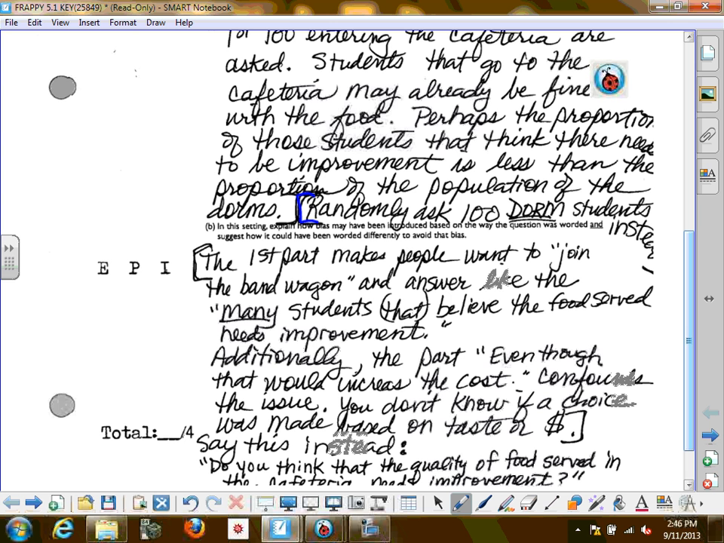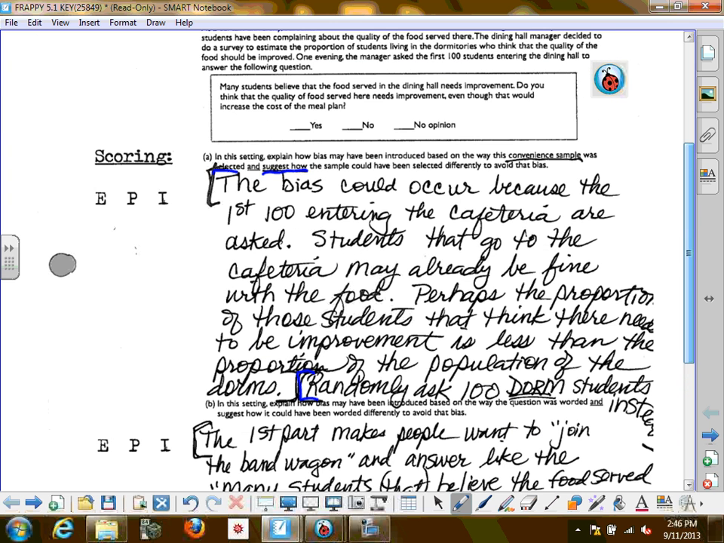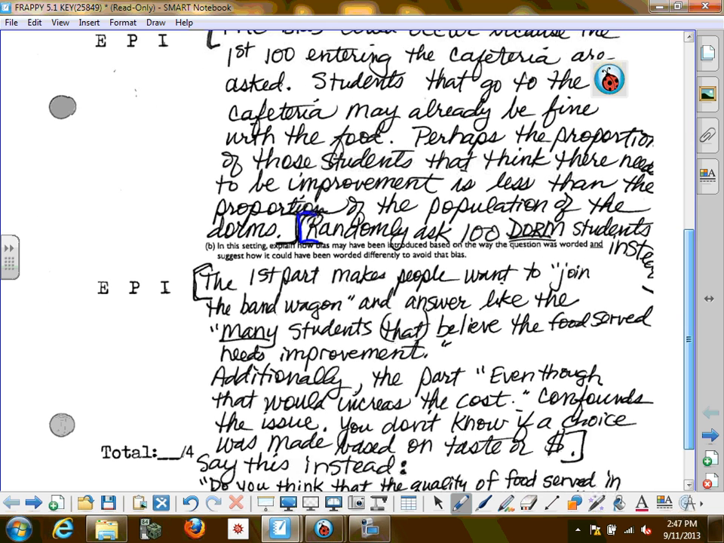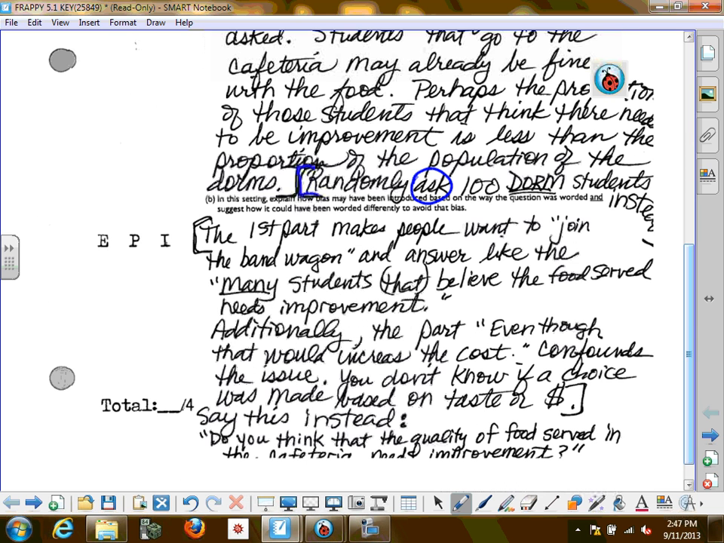It says describe a method. Wait, does it say that word? Oh, suggest how. So apparently they wanted the specifics of exactly how you would have randomly selected students from the dorm. So I should have said, first of all, instead of this, randomly ask. Probably what word should I put there instead of ask?